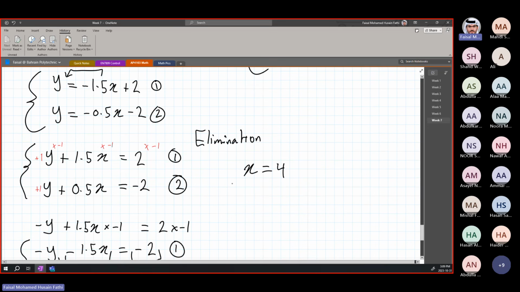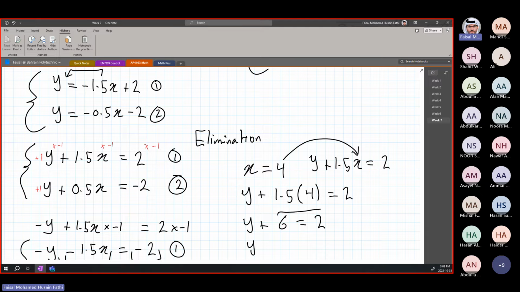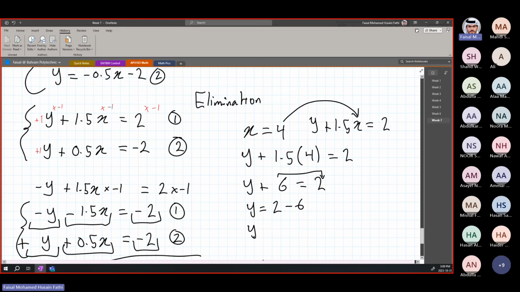So x is equal to 4. Let's take the first equation, which is y plus 1.5x is equal to 2. So if we're plugging in the 4 here, y plus 1.5 times 4, if I'm not mistaken, is equal to 6, is equal to 2. So y plus 6 is equal to 2. We'll just take the 6 to the other side, y is equal to 2 minus 6. And then y is equal to -4.